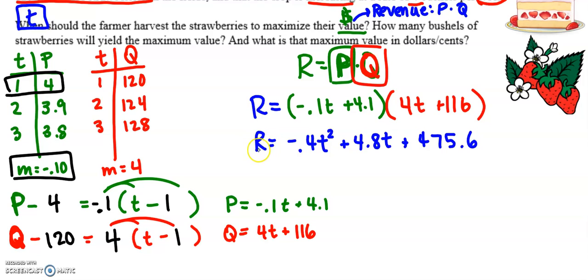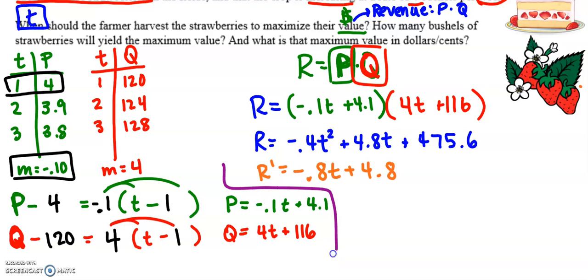So I now have my equation that gets the calculus based on a single independent variable of time. So R prime, running out of color choices, R prime is going to equal negative 0.8 t plus 4.8. I'm going to set that equal to 0 and consider where that may be undefined, but because it's just a linear equation, this will never be undefined, so I just need to worry about the critical numbers from being set equal to 0. I'm going to end up with t equals 6 weeks, because you subtract 4.8 and divide by 0.8.